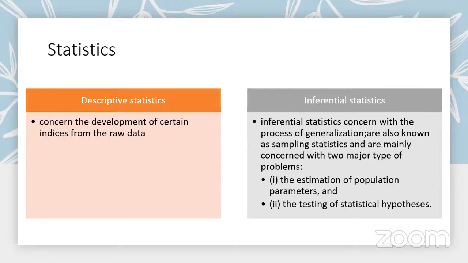And inferential statistics is concerned with the process of generalization. This is also known as sampling statistics, because you take up the sample, then go through every process up to testing of the statistical hypothesis. Here there are two major types of problems which can be handled in inferential statistics. One is estimation of the population. Second is testing of the statistical hypothesis.